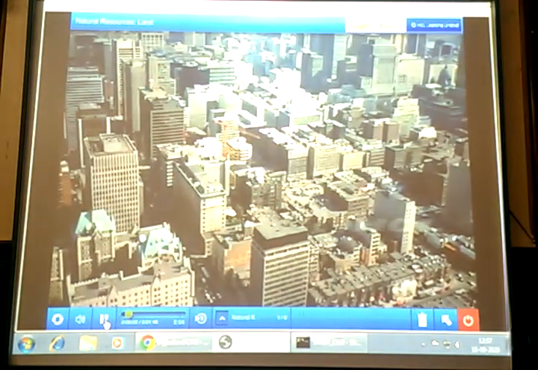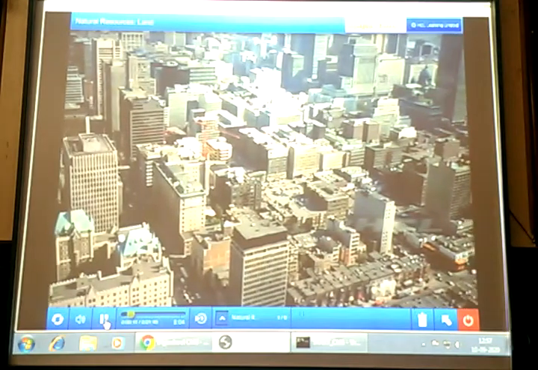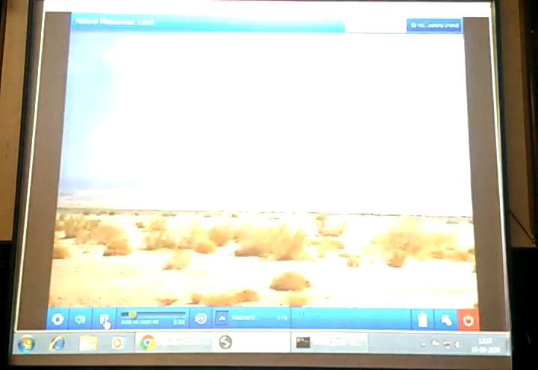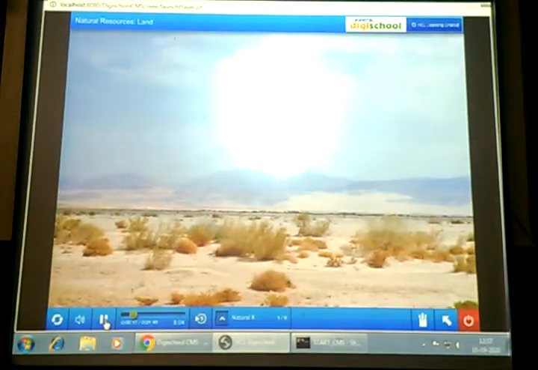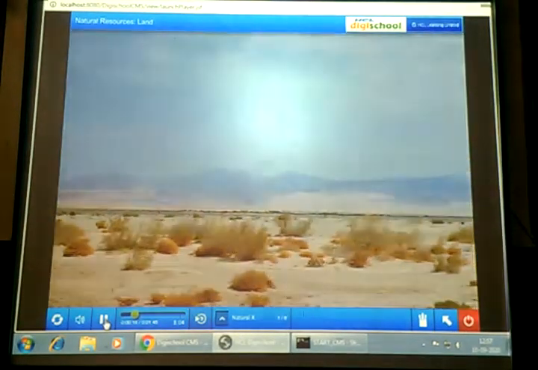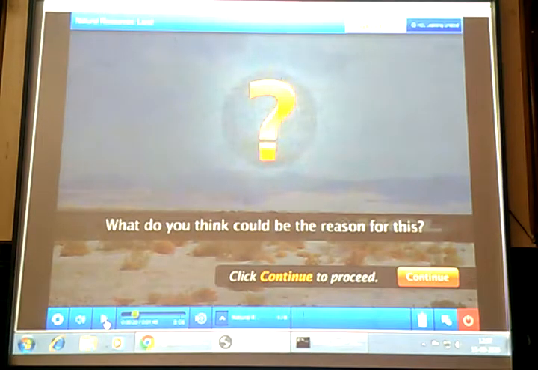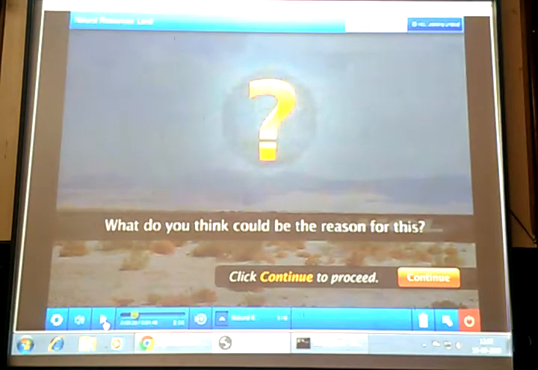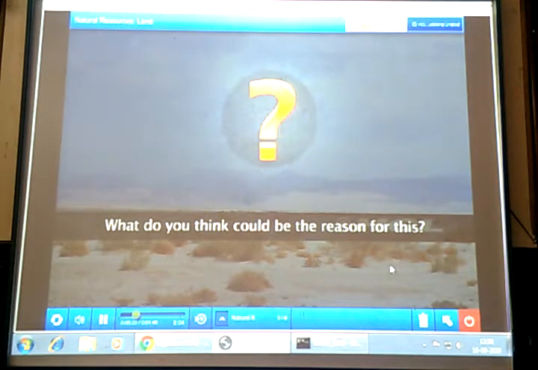Some places on this earth are densely populated, while some areas have no human life at all. What do you think would be the reason for this?